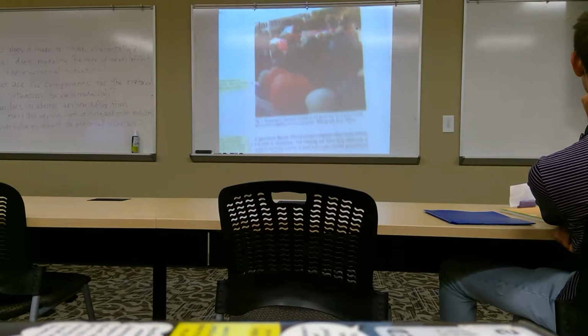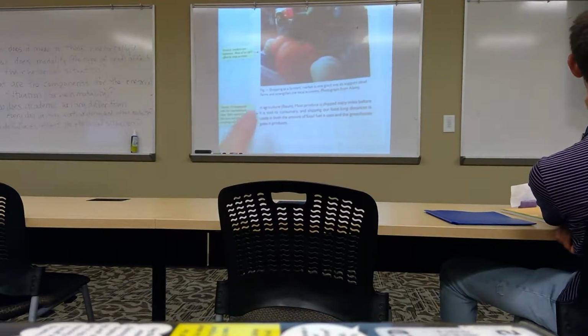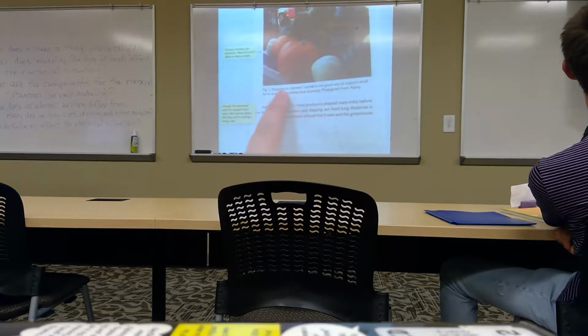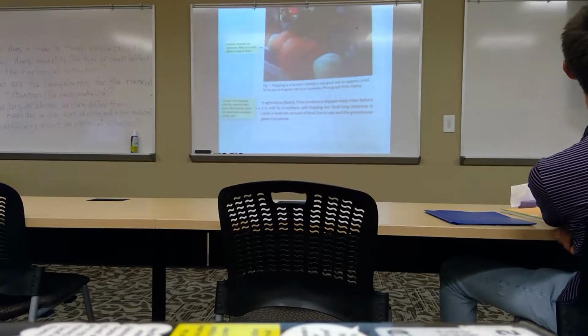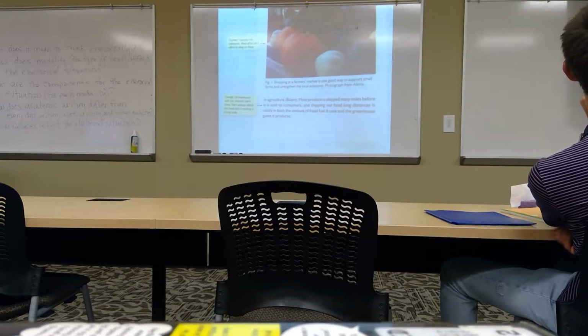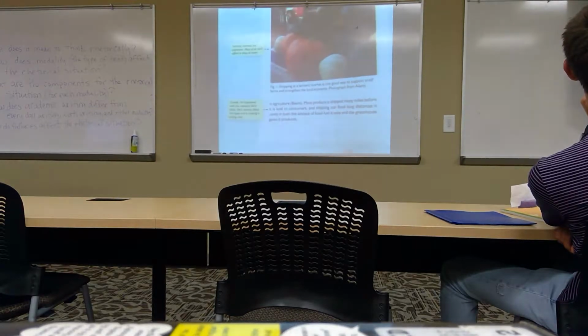Now, on the other side, you have a picture. The figure is labeled. It tells you about the figure. And it says, shopping at farmers market is one good way to support small farms and strengthen the local economy. What's the comment that they supply about the figure? Farmers markets are expensive. Most of us can't afford to shop at them. Yes. Who shops at a farmer's market?